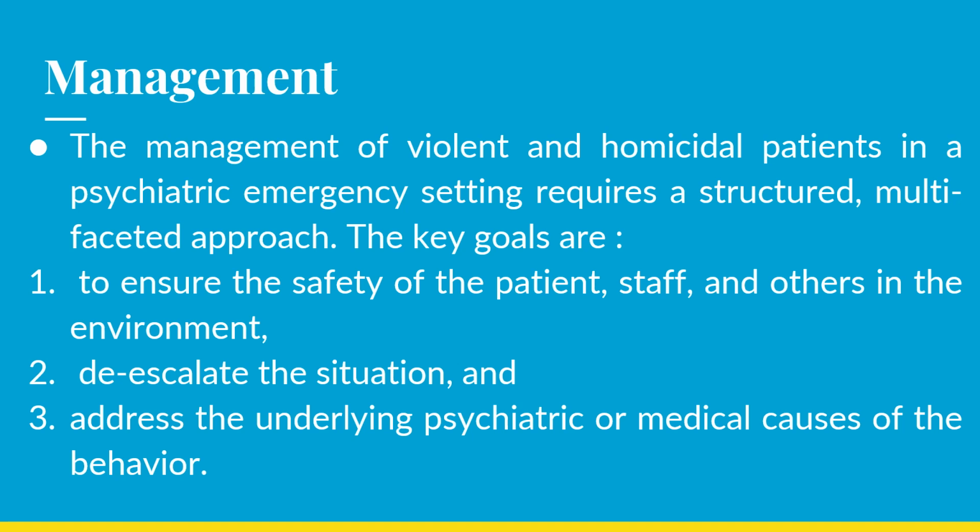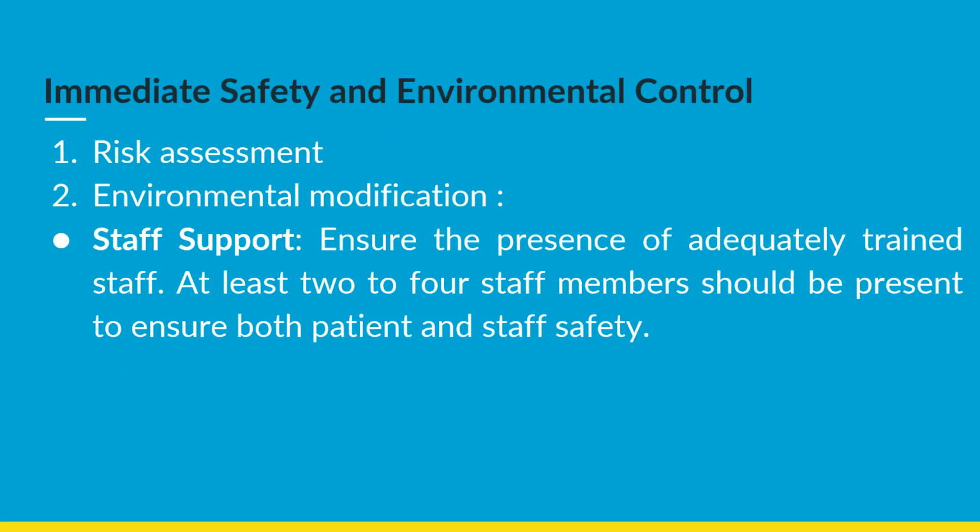Ensure the safety first of all. Staff की अपनी और patient तीनों की safety आपको ensure करनी है. Try to de-escalate the situation and the patient and address the underlying psychiatric or medical cause. First of all, immediate safety and environmental control. Risk assessment, as we have seen, we will see by seeing the behavior of the patient or certain checklist, you can find out how much risk the patient is having to act violently.